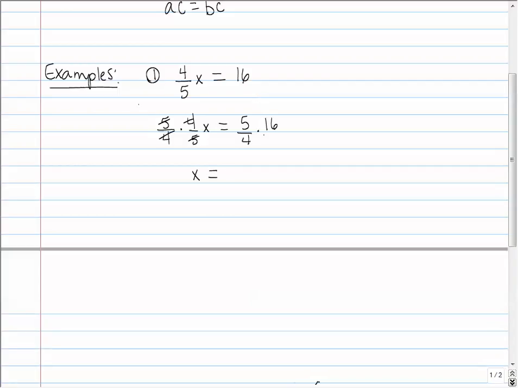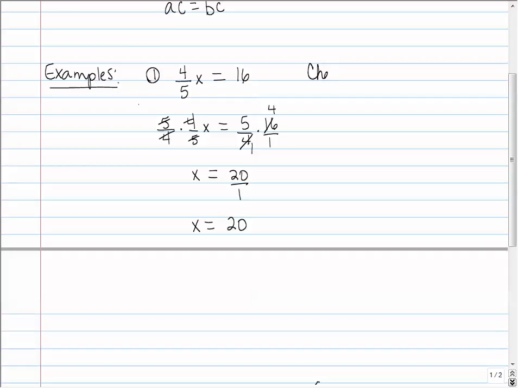And then we just work out the right-hand side. Put your 16 over 1, and remember when you're multiplying, you can cross out. 4 goes into 4 and 4 goes into 16. So 4 goes into 4 one time, 4 goes into 16 4 times. So we get 20 over 1, which simplifies to just 20. So the answer to that one is 20.